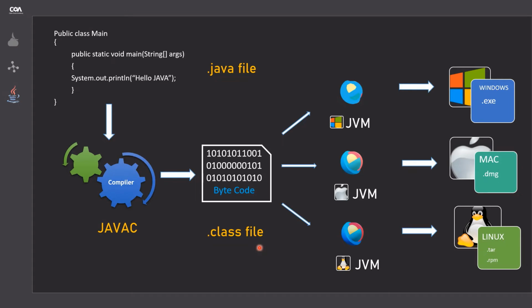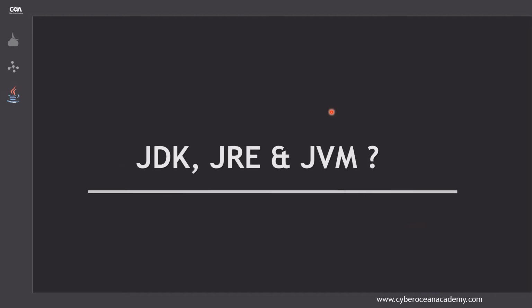JVM is the heart of Java programming, known as Java Virtual Machine. It interprets our bytecode line by line and converts that bytecode into a .exe file or .dmg file, depending on the operating system. So here our JVM is platform dependent, but our Java is a platform independent programming language. Now let's talk about a few important terms, that is JDK, JRE and JVM.